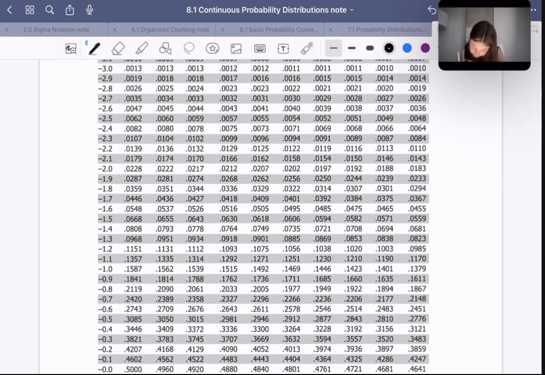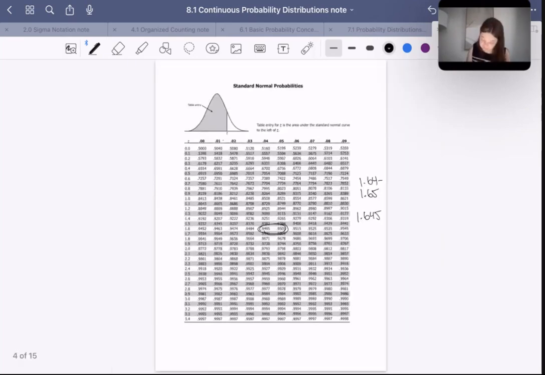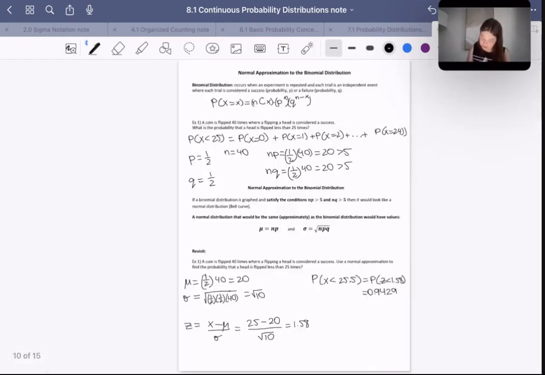Let's see, 0.5. Here we go. This is the same thing, right? It's just the negative form, negative 1.645, right? So in this situation, 1.645 and negative 1.645 are going to be our answers. That's what we're going to end up going with here. So let's go ahead and plug those values in. Okay, so let's go back and do it.